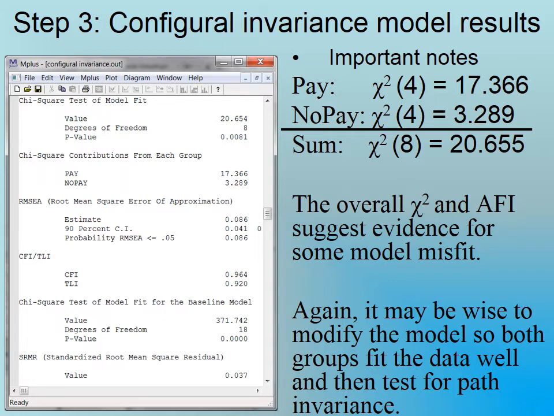Again, you can see the model fit for the pay model is much worse, which is also contributing to the much larger chi-square for the configural invariance model. As you can see, the CFI looks good, TLI is a little bit lower than we'd like, but the SRMR looks good, and the RMSEA is a little bit high as well. But again, typically we'd revise the pay model so it also produced a good model fit.